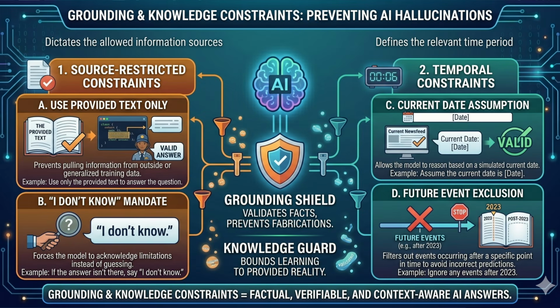Grounding and knowledge constraint. This ensures the model stays within the bounds of provided facts to prevent hallucination. Source restricted: use only the provided text to answer the question. If the answer isn't there, say I don't know. Temporal: assume the current date is a specific date, or ignore any event after 2023.